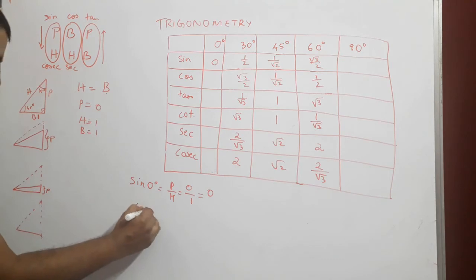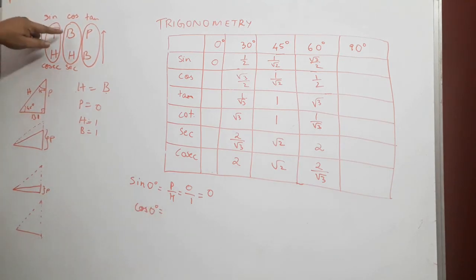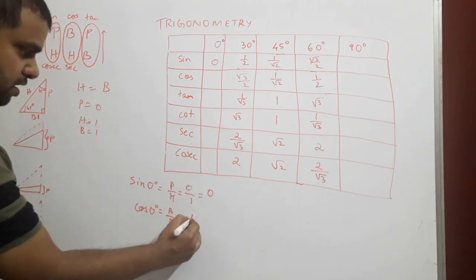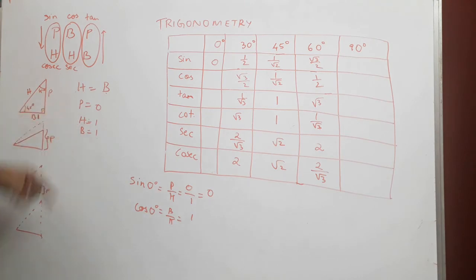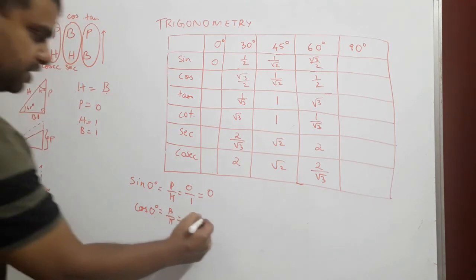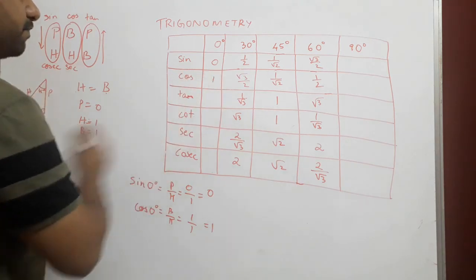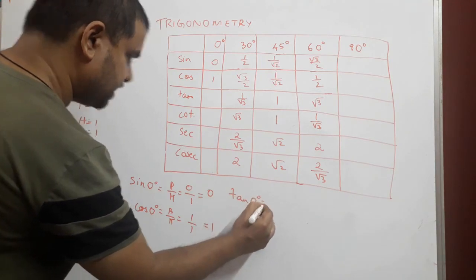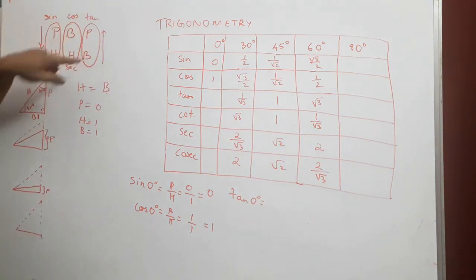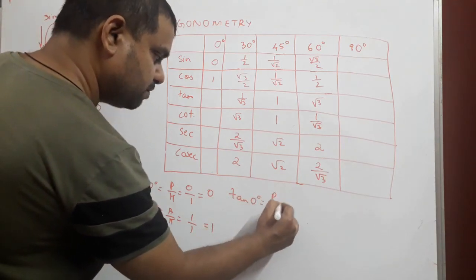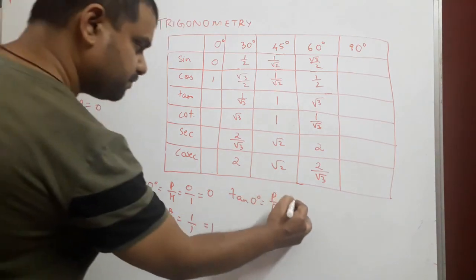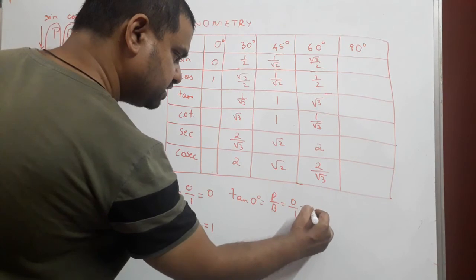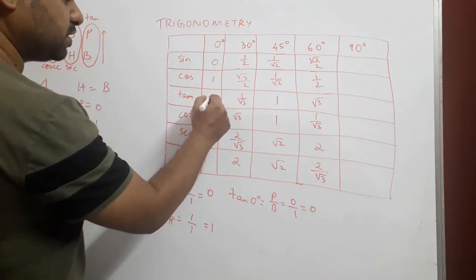What is cos 0 degrees? So cos 0 degrees is b upon h. So we write down here b upon h. What is b? b is 1. What is your hypotenuse? It is 1. So cos of 0 degrees is equal to 1. Okay. What is tan 0 degrees then? Tan is p upon b. So we write tan 0 degrees is p upon b. p is what? 0. And what is b? It is 1. 0 upon anything is 0. So tan of 0 is also 0.